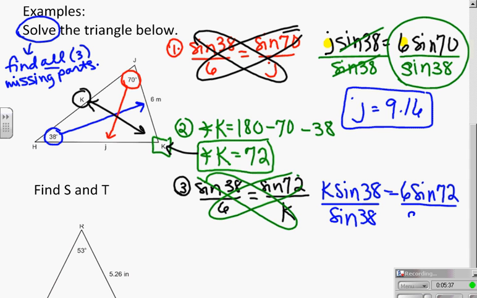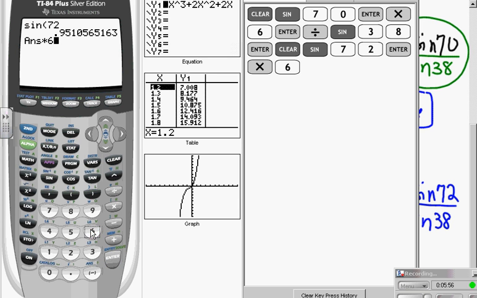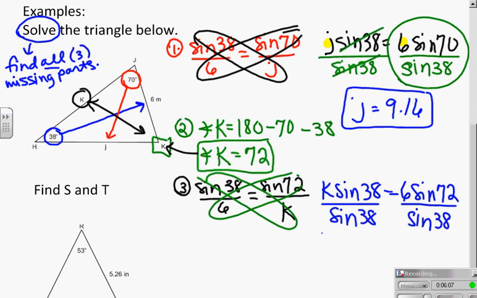Divide both sides by the sine of 38, because again, that behaves like a single number. Be very careful when you go to your calculator. Again, I usually do these in pieces, so I will do something like sine 72 equals times 6 equals divided by the sine of 38 equals, and I end up with k being 9.